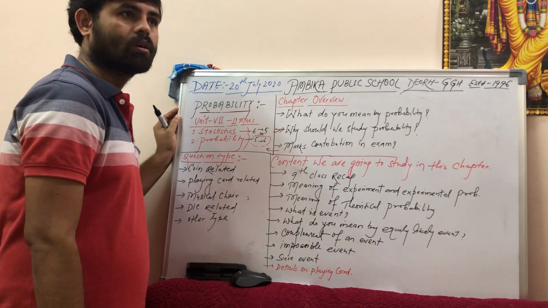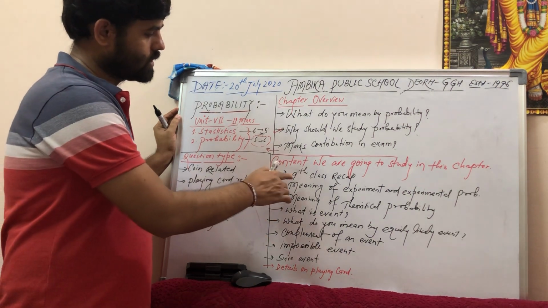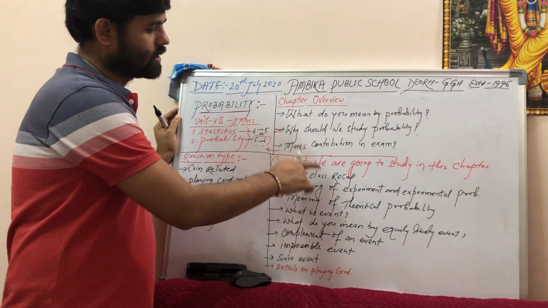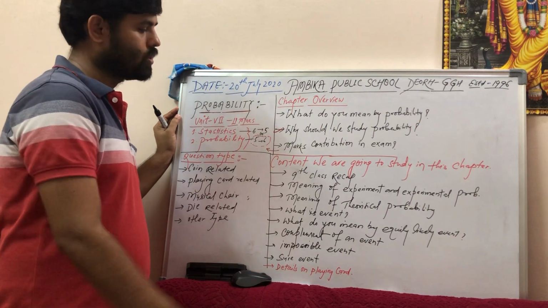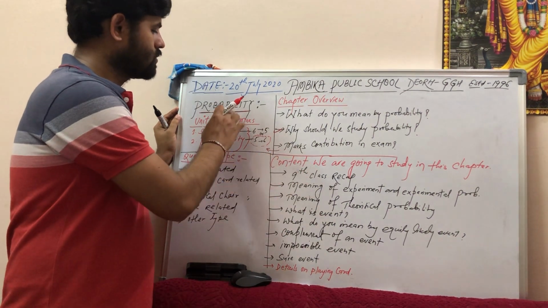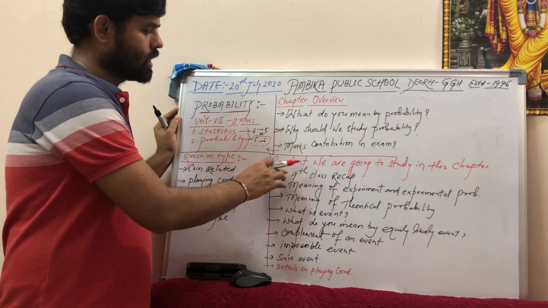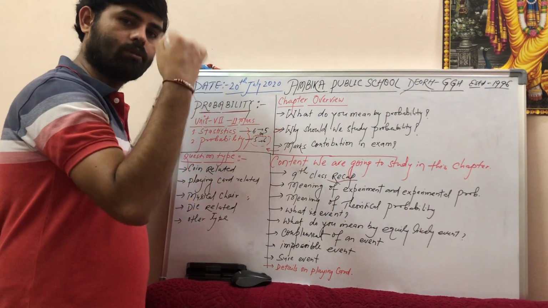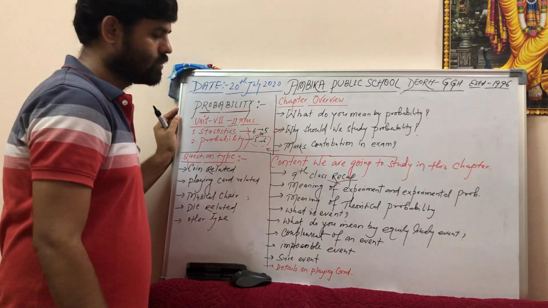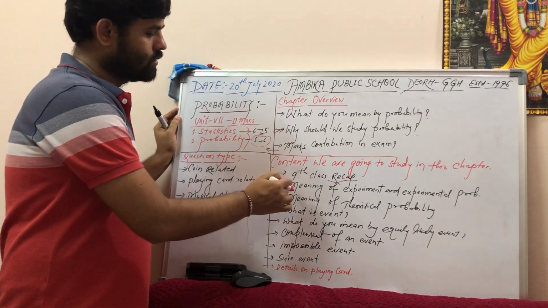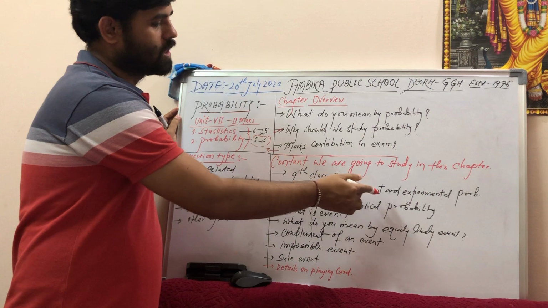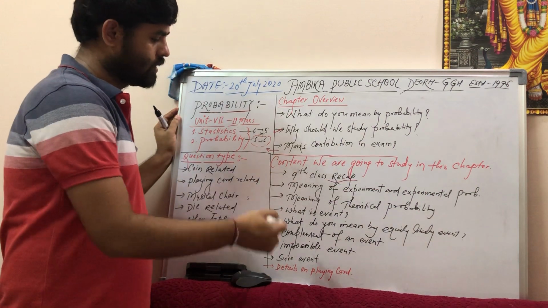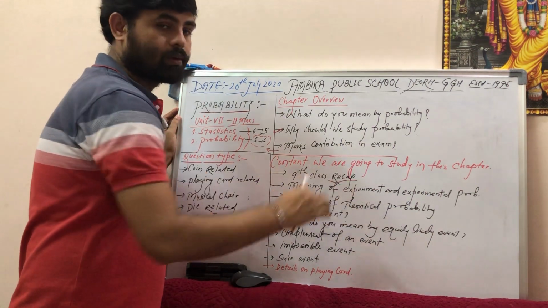The first thing is the 9th class recap. We studied this chapter in the 9th class also, so we'll just review once what we studied in the 9th class. The second thing is the meaning of experiment and experimental probability. Third is the meaning of theoretical probability.